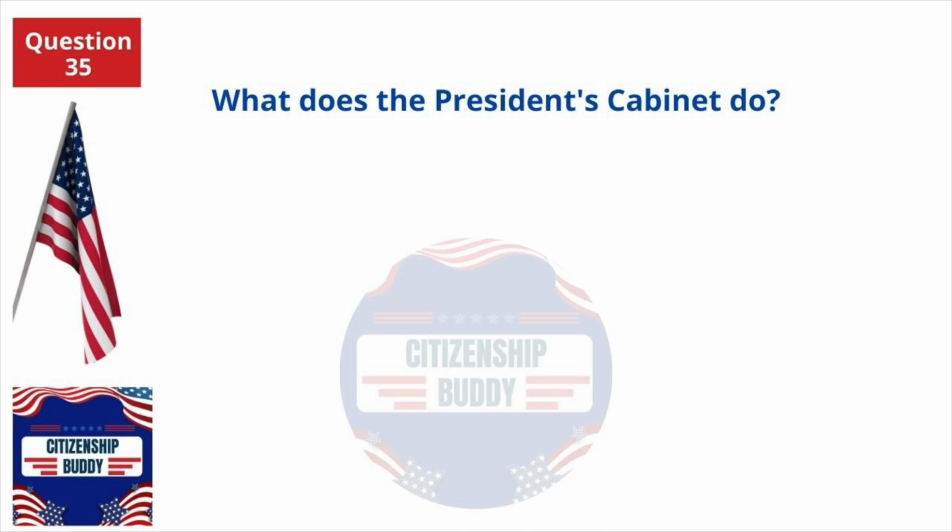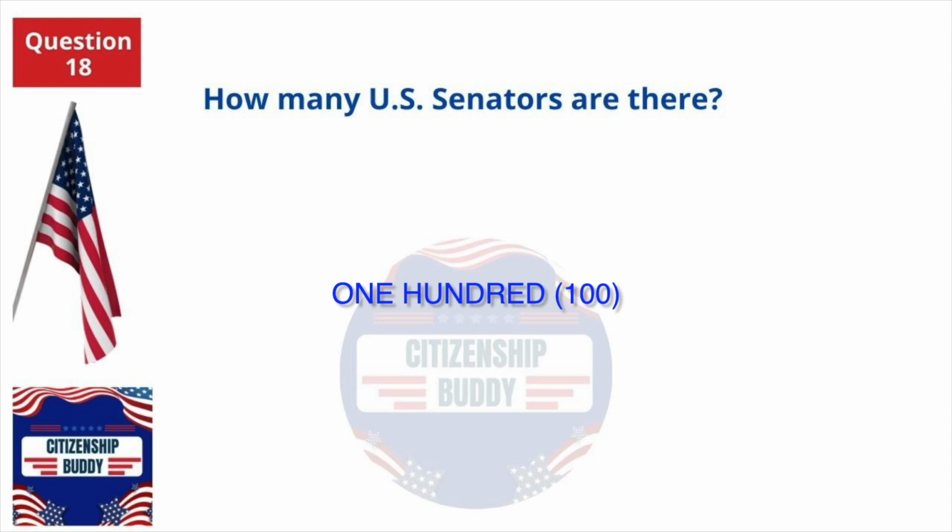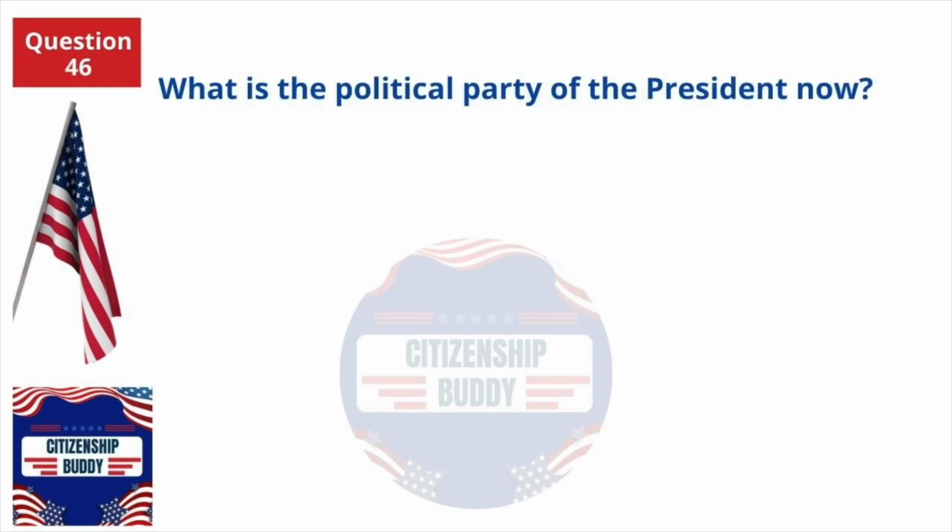What does the President's Cabinet do? Advises the President. How many U.S. senators are there? 100. What is the political party of the president now? Democratic Party.